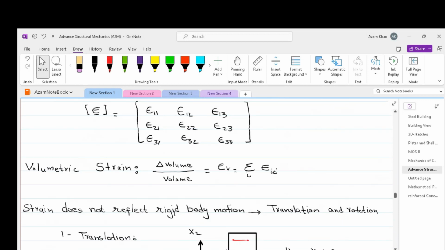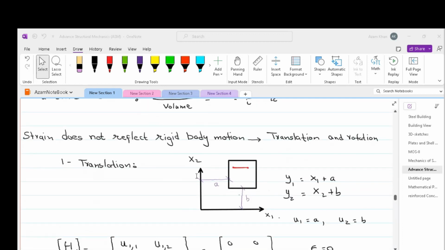Now let us briefly discuss that the strain does not reflect any rigid body motion. A rigid body motion is characterized by the fact that the length of any line element within the body remains unchanged. So imagine we have a cube shaped body and there we mark 2 points, shown by the red blobs, and join the blobs by a line.